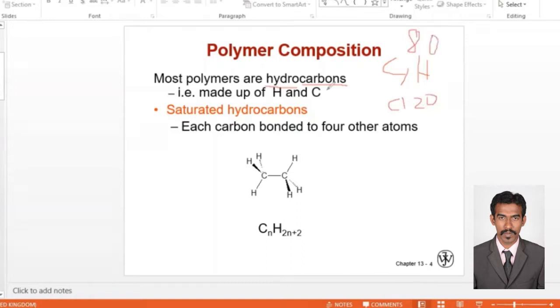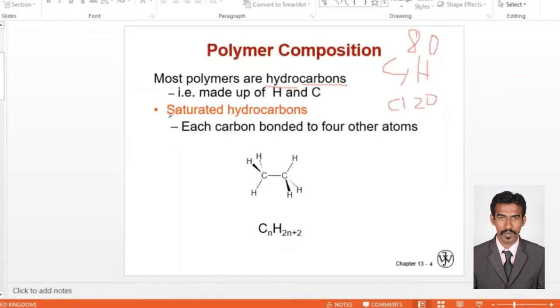Most polymers are hydrocarbons. H and C would be the major constituents in a polymer composition. There can be others also: chlorine, fluorine, oxygen. These can be there, but only H and C form the major part of the composition.